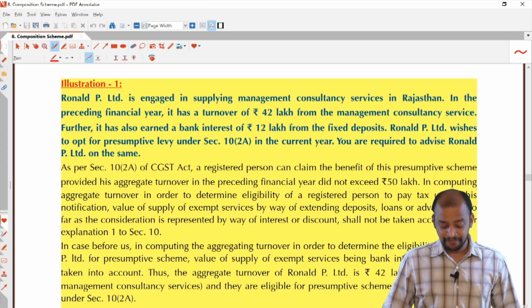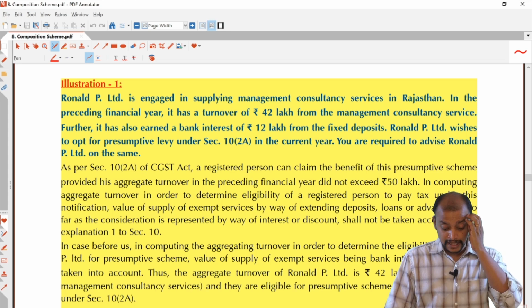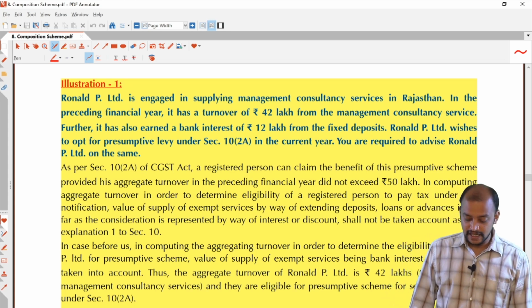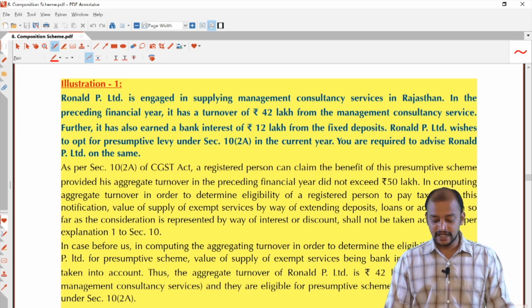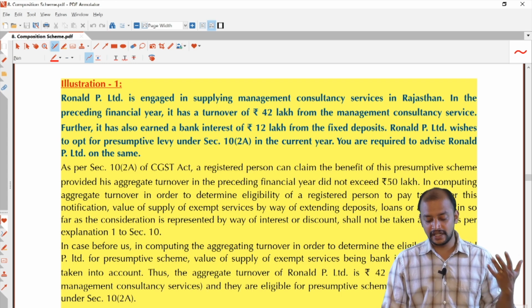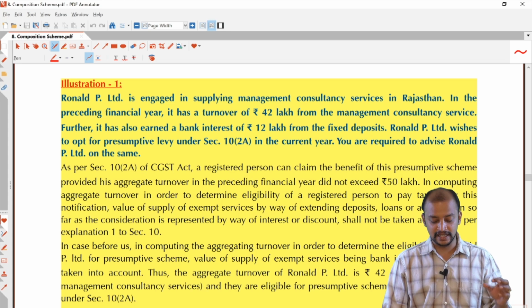Okay friends, we need to learn about this concept of section 10 subsection 2(a) in the form of some illustrations. So have a look into this. Illustration 1. Ronald Private Limited is engaged in supplying management consultancy services in Rajasthan. In the preceding financial year, it has a turnover of 42 lakhs from the management consultancy service.